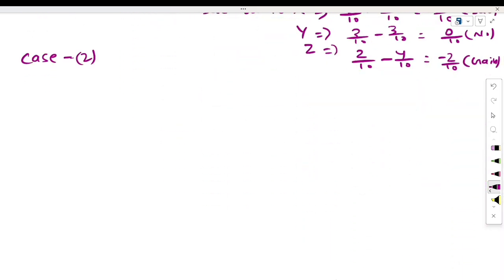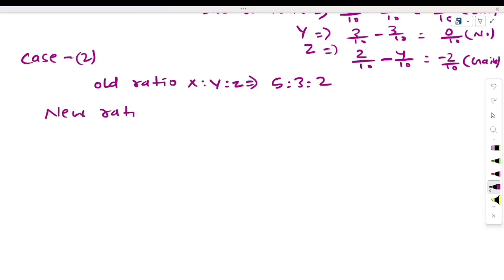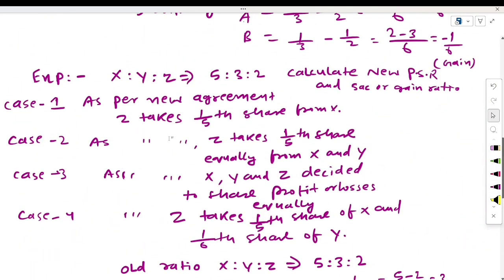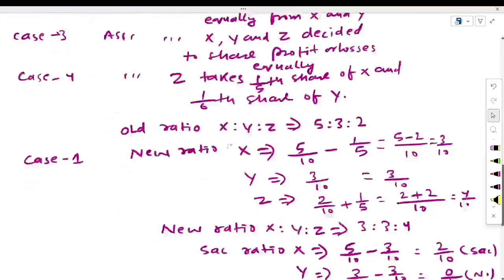Now come to case 2. For case 2 also, your old ratio would be the same. There will be no change in the old ratio. First of all, we have to calculate the new ratio of X, Y and Z. See what case 2 is telling: as per the new agreement, Z takes 1/5 share equally from X and Y. Z is taking 1/5 share, but equally from X and Y.